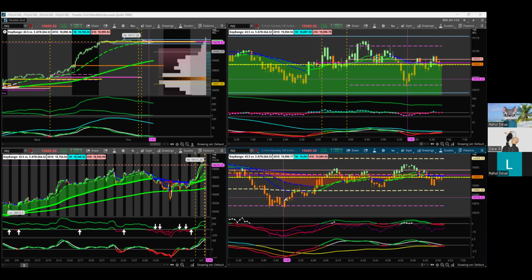Basically the 5 times MACD on the 1 minute chart, the 3 times MACD on the 5 minute, and the 4 times MACD on the 15. Yeah, for the 15. Okay. So 5, 3, and 4.